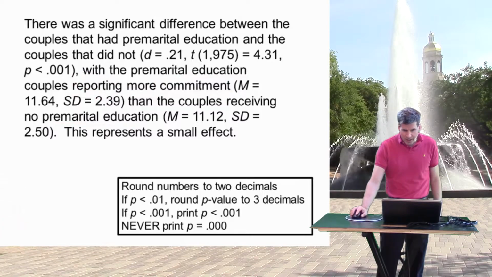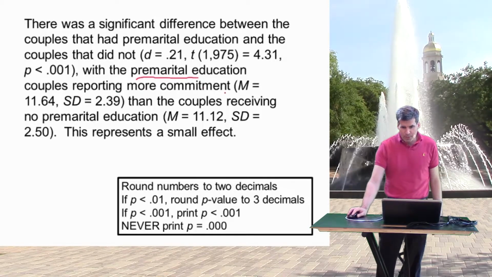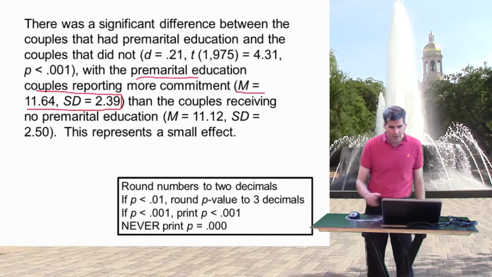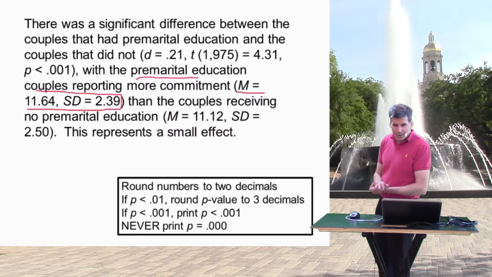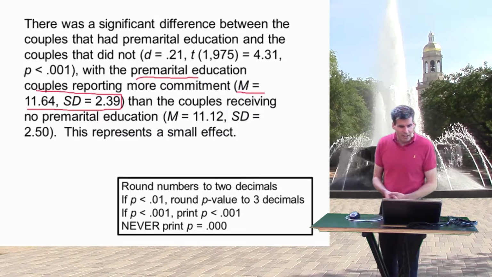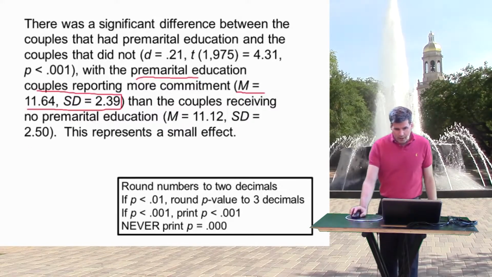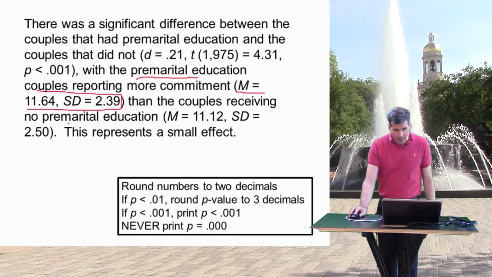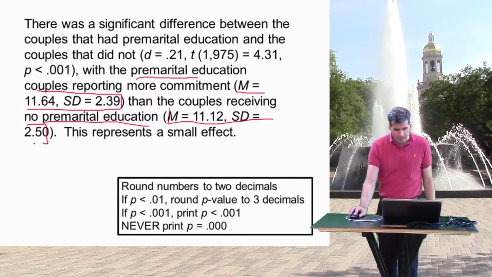Now, another thing that I've stuck in here in parentheses are means and standard deviations for each group. With the premarital education couples reporting more commitment, I give the mean and the standard deviation for that group: the mean, 11.64, standard deviation, 2.39. I abbreviate the mean with a capital italic M and standard deviation with a capital italic SD. And then when I talk about the ones with no education, I give you the mean and the standard deviation for that group.